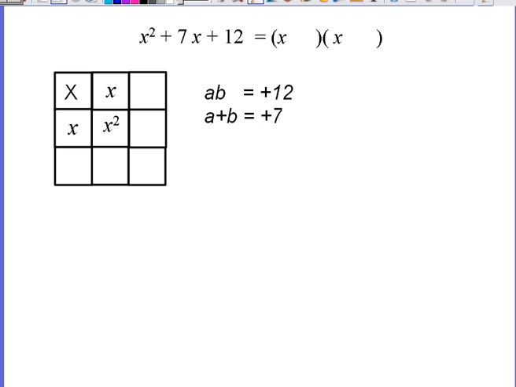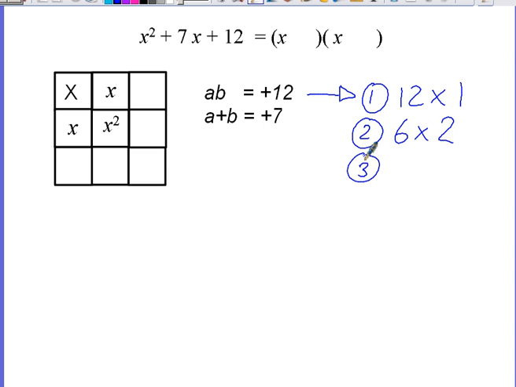Well, there aren't many options out there. So let's start with our 12. So we could either do 12 times 1, we could do 6 times 2, or we could do 3 times 4.